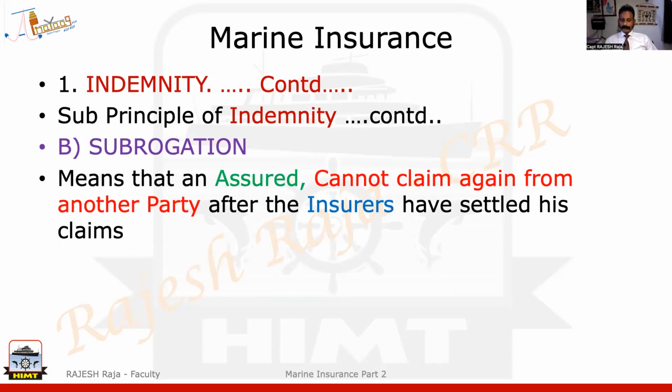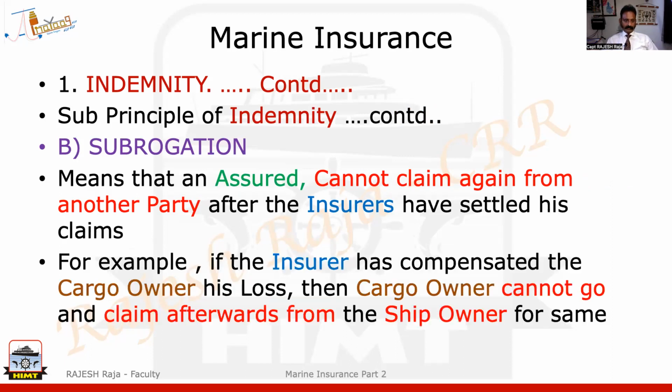Here again, the assured, that is me, I cannot claim again from some other party after my insurers have settled my claim. So I'll give you a small example. Let us say the cargo owner lost his cargo for some reason. So the insurer paid the cargo owner whatever was his due. Now this cargo owner cannot come to the ship owner and again ask for the same loss, telling that you also pay me. So this is also not possible.